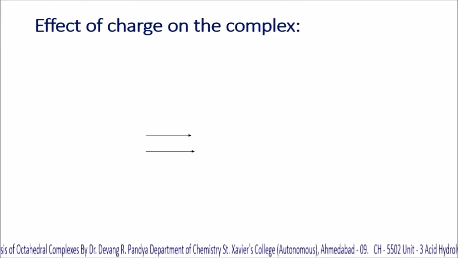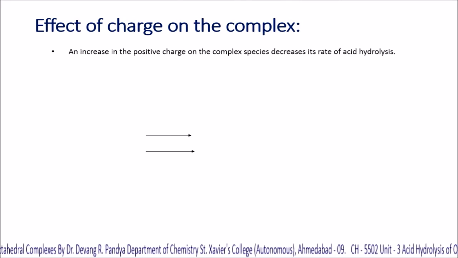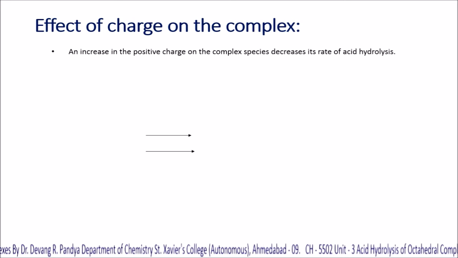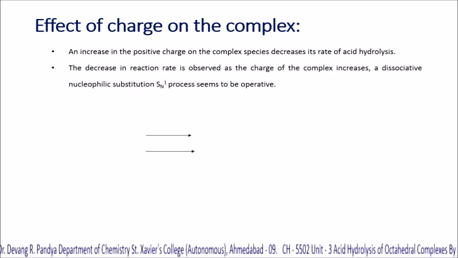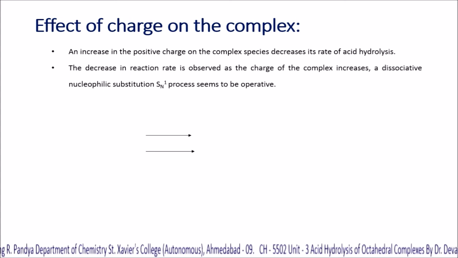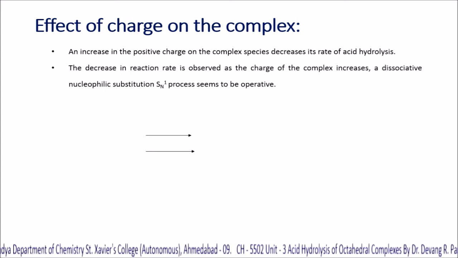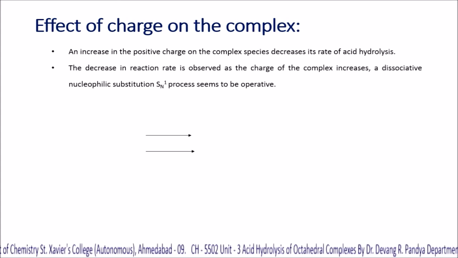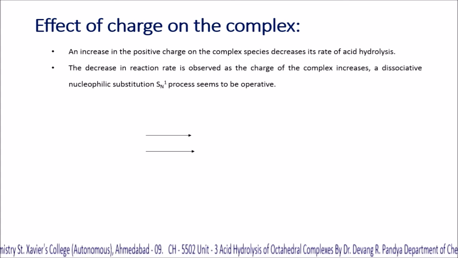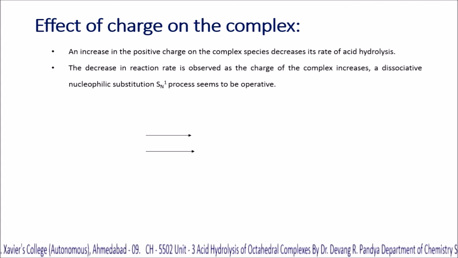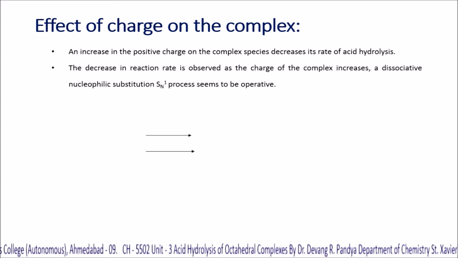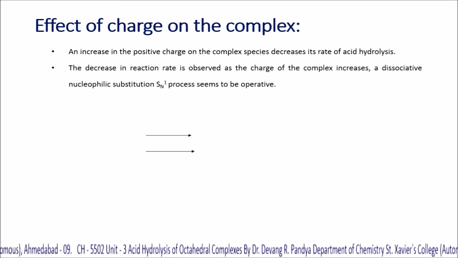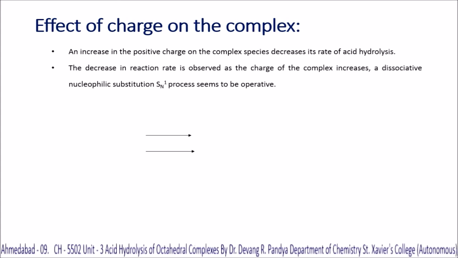Let us discuss the first one, the effect of the charge on the complex. An increase in the positive charge on the complex species decreases its rate of acid hydrolysis. That means the more the charge on the complex, the slower the reaction would be. The decrease in reaction rate is observed as the charge of the complex increases. A dissociative nucleophilic substitution seems to be operative. Means if the charge is high, the acid hydrolysis undergoes mostly an SN1 kind of mechanism.